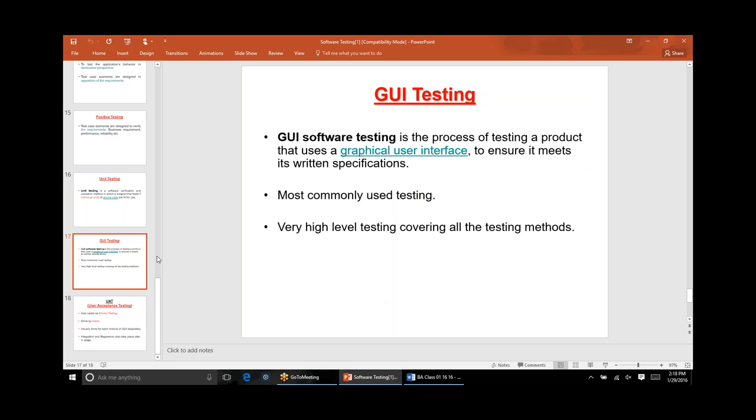Another one is GUI testing. It means testing of the graphical user interface. GUI basically means how the application looks, not the functionality, the user interface. I log in to a software. When you log into the software, what I see in front of me is called the graphical user interface. And testing of that is called GUI testing.